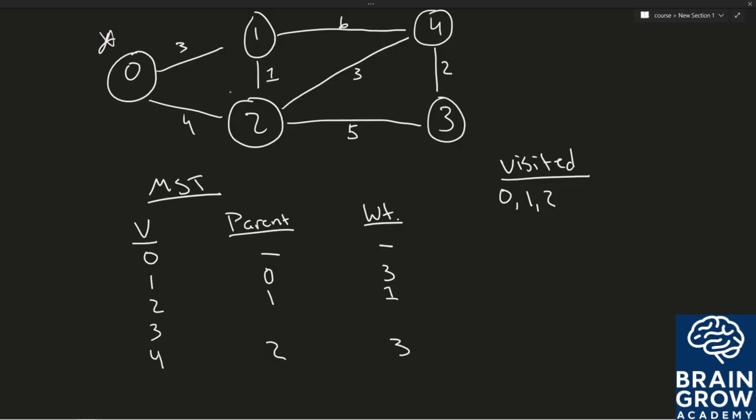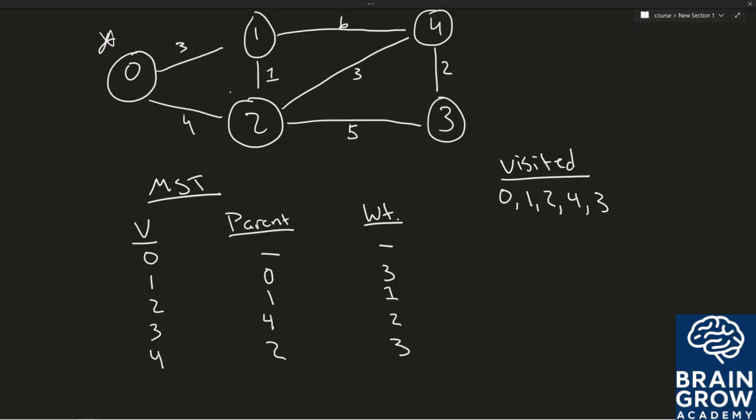And now at 4, we see that we can get to 1, 2, and 3, but we have already visited 1 and 2. So the last vertex for us to go to is 3, so we can just go ahead and assume our parent is 4 and our weight is 2.